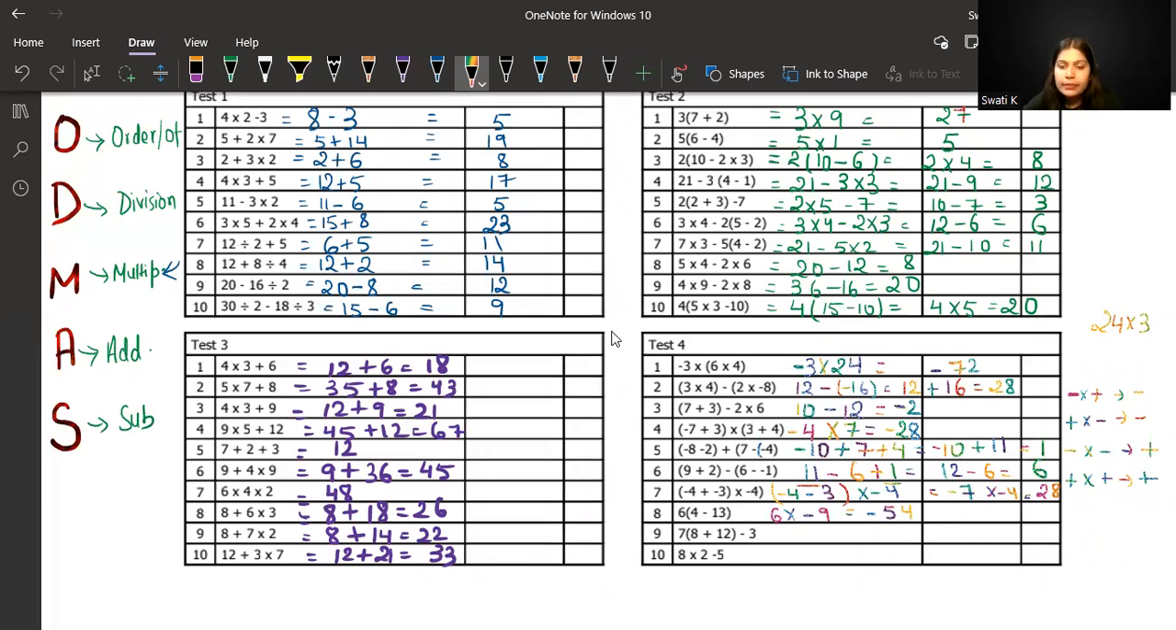Now next is 7 times 8 plus 12 minus 3. So of course 8 plus 12 is 20. So 7 times 20 minus 3. Now you have to simplify here. 7 times 20, so that is 140. And 140 minus 3 is 137.